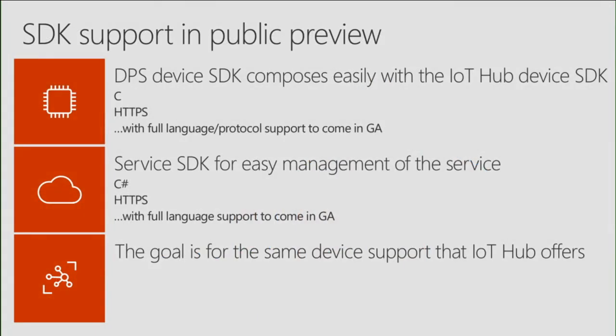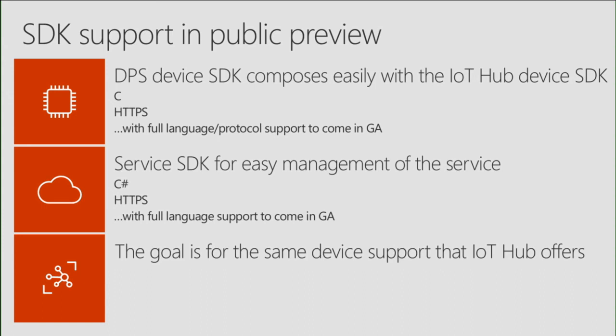So I want to talk a little bit more about the SDK support that we have in the public preview. We have a C SDK available for the devices, and it composes very easily with the existing device SDK for IoT Hub. And we only offer HTTPS protocol support, but with full languages and protocol support to come when we go generally available. The service SDK has a similar story where it accepts C# and HTTPS for managing the service now, with full language support to come in GA.